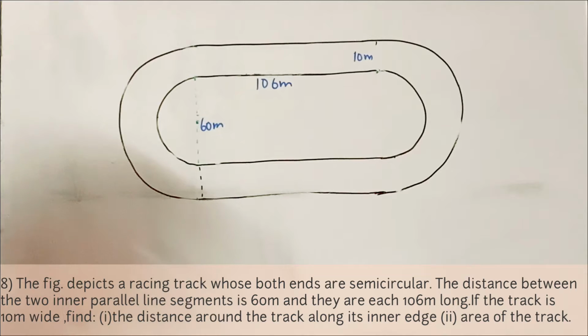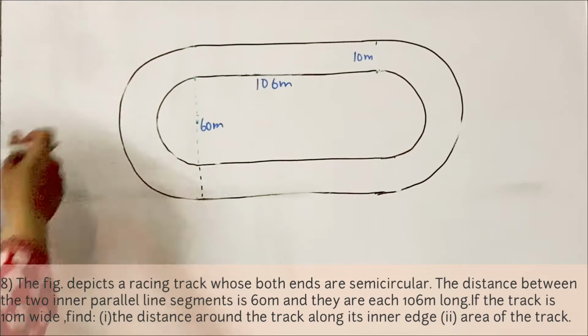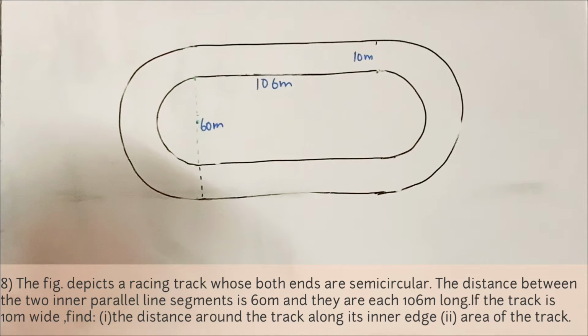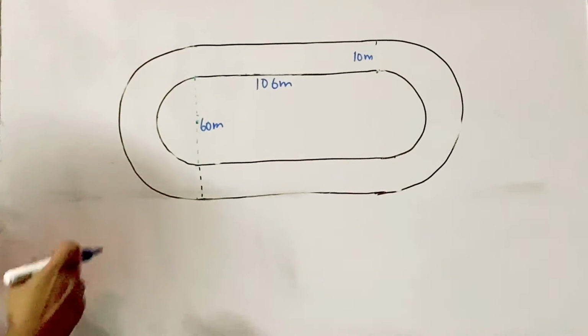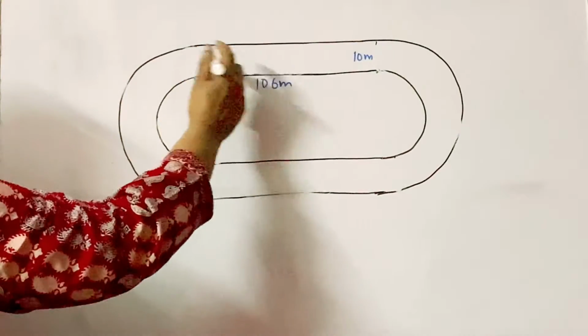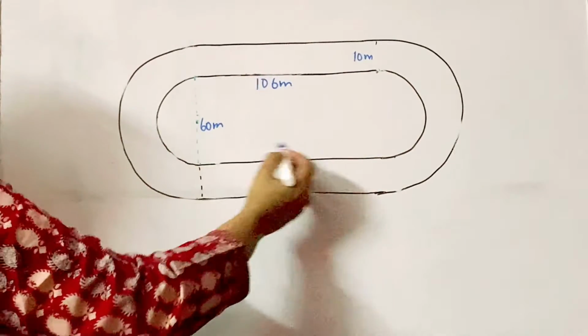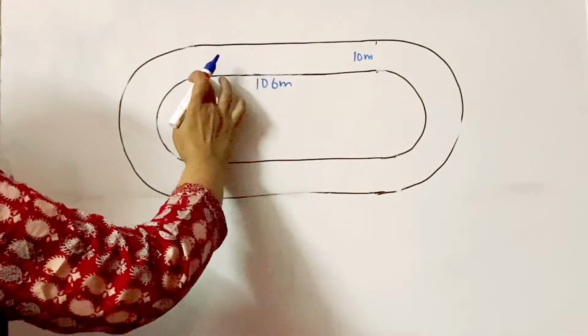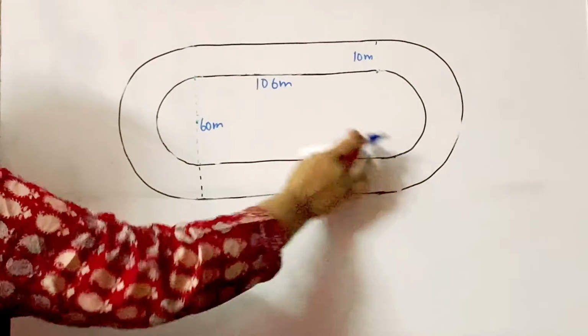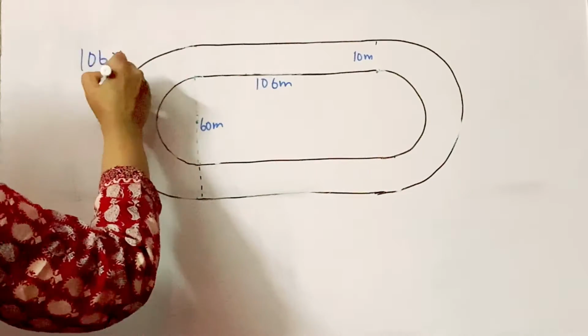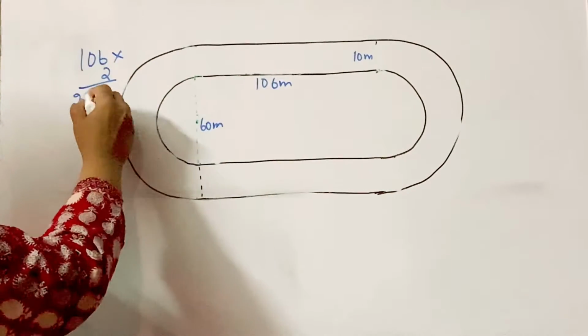Question number 8. Here a model of a racing track is given to us. Look here. We want to find out the distance around the track along its inner edge and the area of the track. Okay, let us find out the distance around the inner edge. Distance around the inner edge means here, from here to here, the length is 106. Same here also. So this length plus this length is 106 into 2. That is 212 meters.